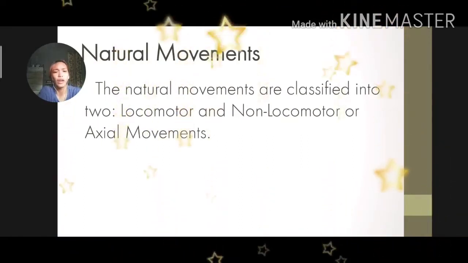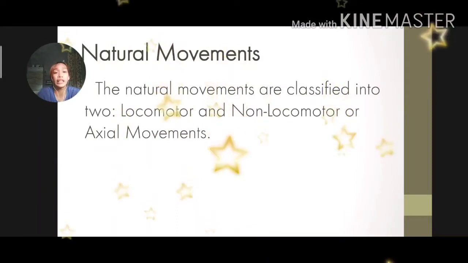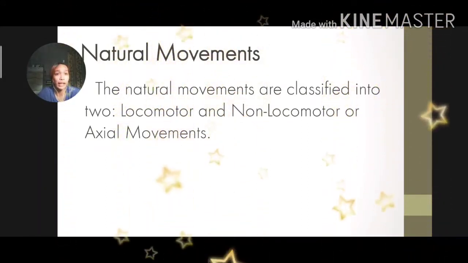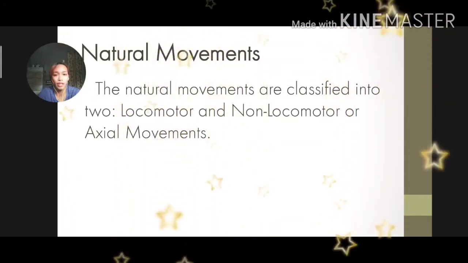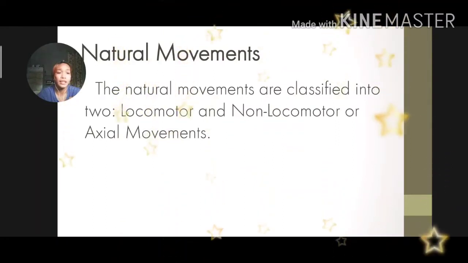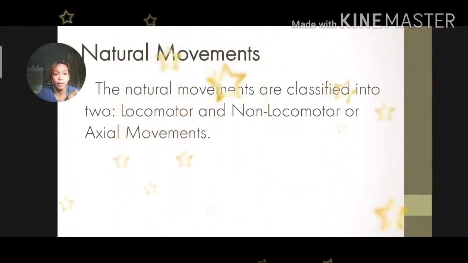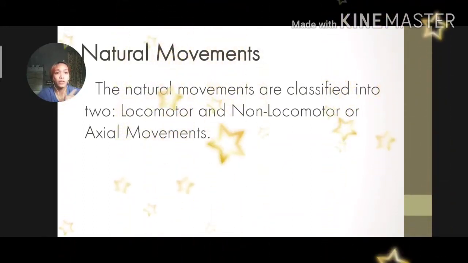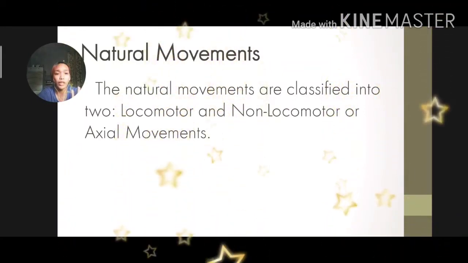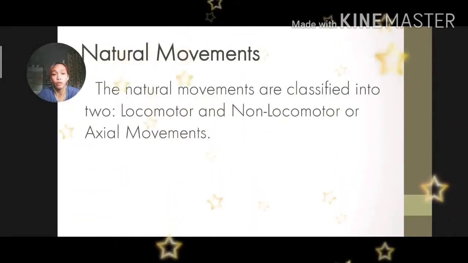Next, we have the different natural movements. So, the natural movements are classified into 2. We have the locomotor and the non-locomotor or the axial movements. So, when you move your body in any direction with your feet as the moving base, this is called the locomotor movement. But, if the various parts of your body move in a space without moving from any direction, this is called non-locomotor or axial movements.